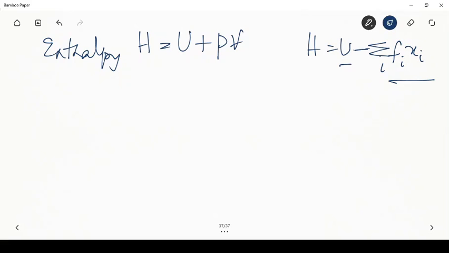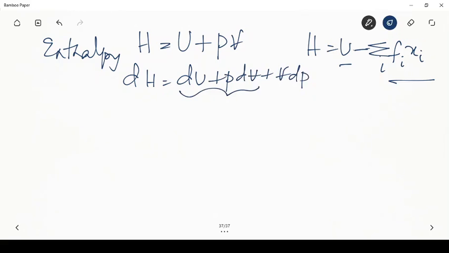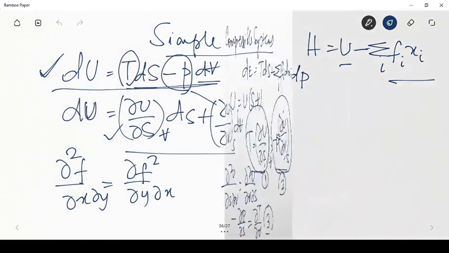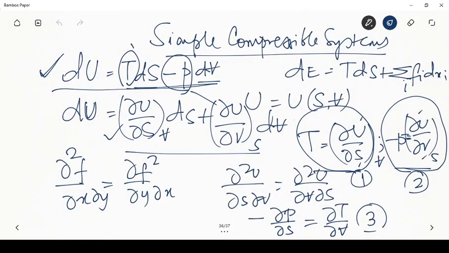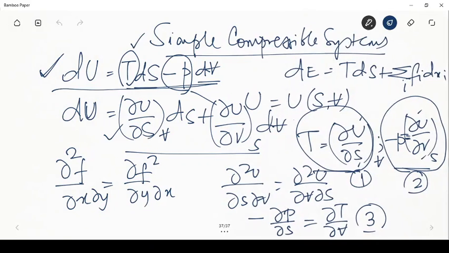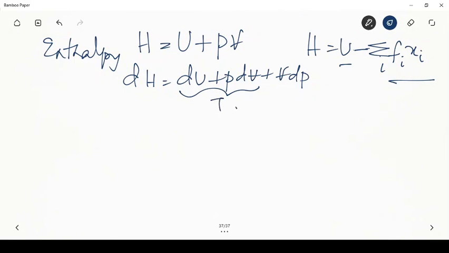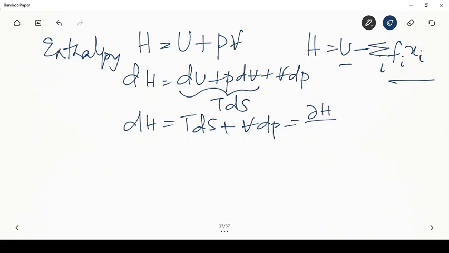Okay, so then if I differentiate this, I get dH is equal to dU plus P dV plus V dP, and we know dU plus P dV from the previous expression is TdS. So substitute that here, so this becomes TdS. So you get dH is equal to TdS plus VdP.